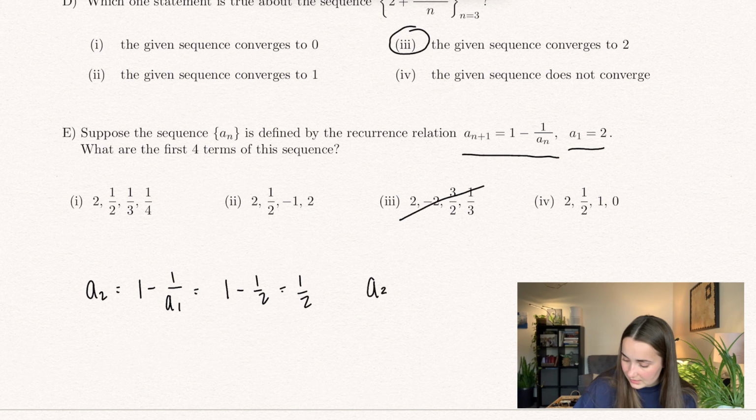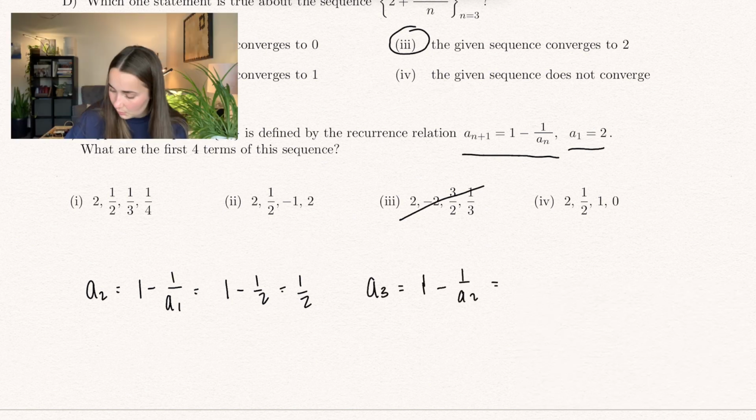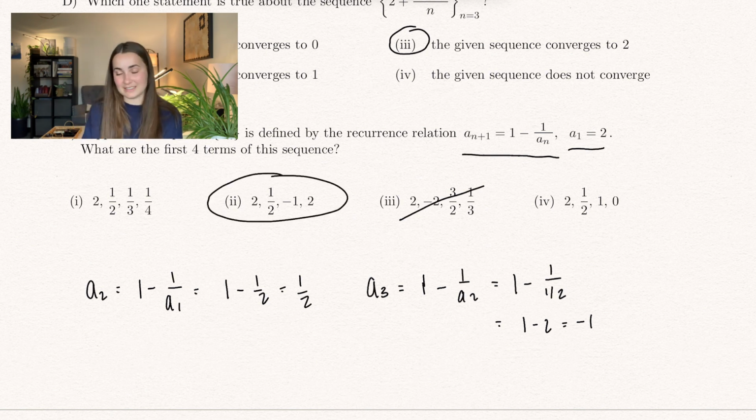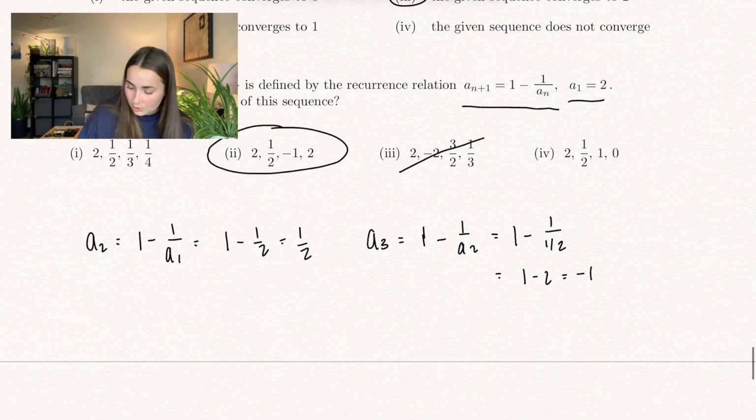Our a sub 3 is going to be 1 minus 1 over a sub 2. That's 1 minus 1 over 1 half, which is equal to 1 minus 2, which is negative 1. So our next term should be negative 1, and the only option there is 2. If you wanted to check your work, you could find a sub 4. In this case, we get 1 minus 1 over negative 1. That's 1 plus 1, which is equal to 2. And that right there is our fourth term. So check your work. And that is the end of the exam.